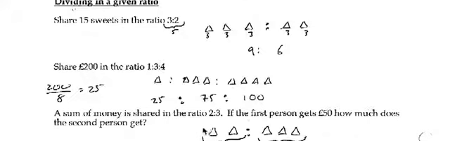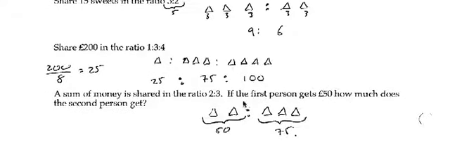So here is the money that we've divided into 2 piles for the first person and 3 piles for the second person. The question has told us that the first person gets £50, so that tells us that there must be £25 in each pile, and that tells us that the second person must have got £75. So you do have to read the question slightly carefully to work out which style of ratio question it is.